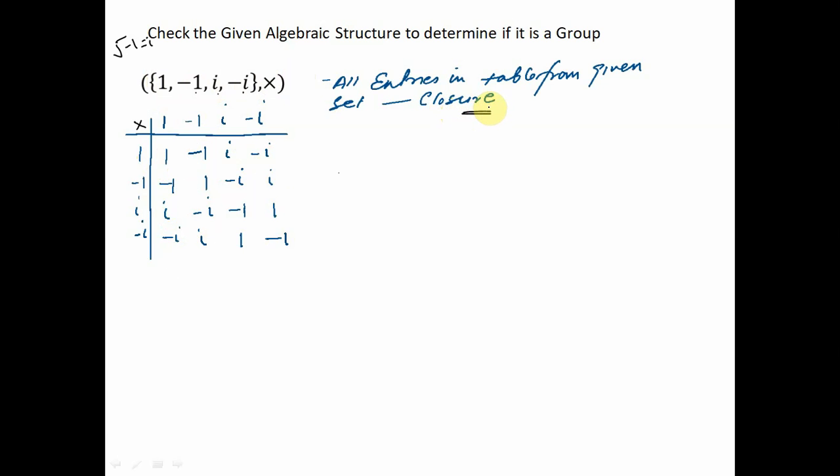Next, you can verify the associative property. For verifying it, you can take any three elements from this set. I am not going to verify the associative property here because a number of combinations can be made. You'll just have to take my word for it, or you can verify it on your own that it is an associative operation. So the closure property is satisfied, and the associative property is satisfied.